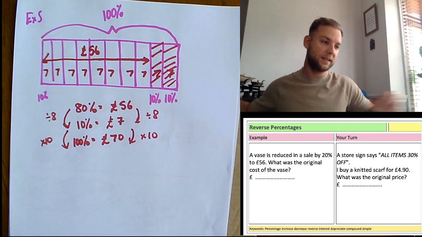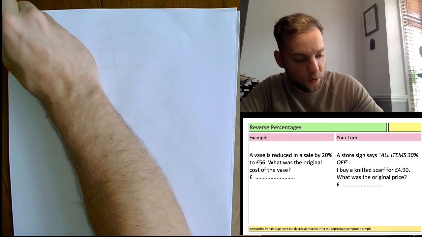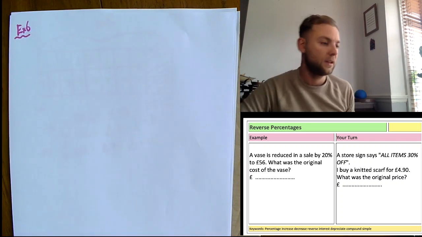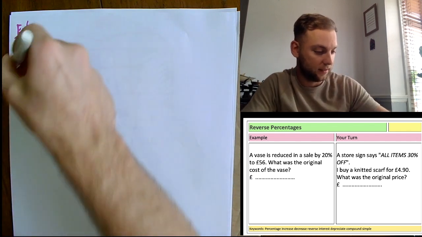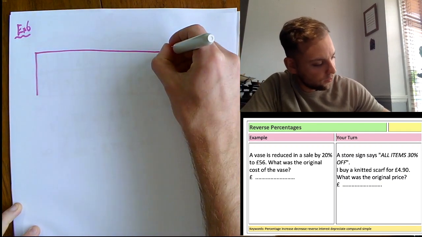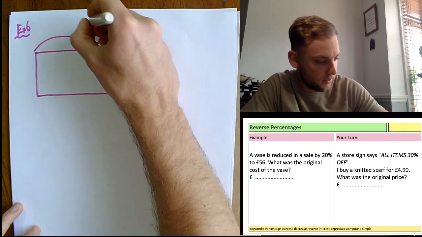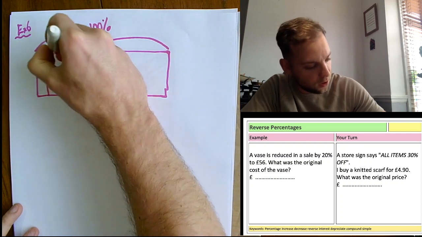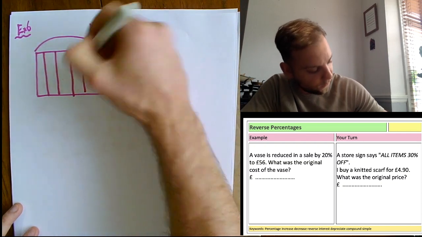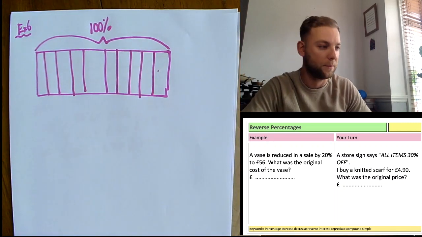Okay, let's go through it together then. So this one here is example 6. So a store sign says all items 30% off. I buy a knitted scarf for £4.90. What was the original price? So let's draw our bar first of all. Here's our bar. We know that this is worth 100%. We'll split it up into 10%. So 1, 2, 3, 4, 5, 6, 7, 8, 9, 10. So each of these are worth 10%.